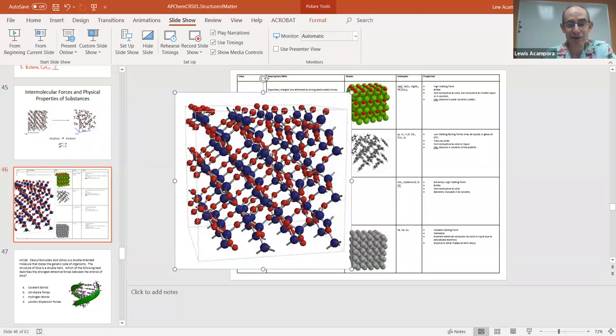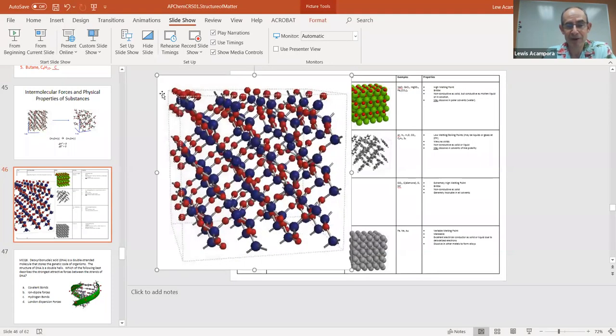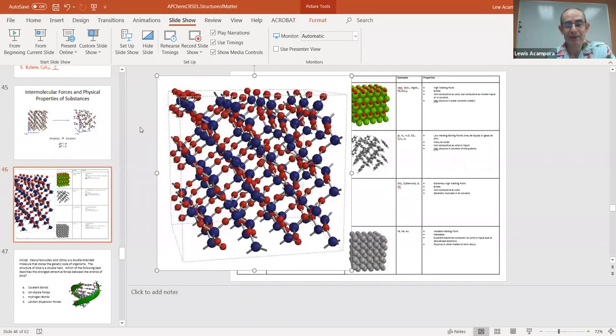Notice that the blue spheres represent silicon atoms and the red spheres represent oxygen atoms. If we were to compare the properties of silicon dioxide with carbon dioxide, silicon is right beneath carbon on the periodic table, you might guess it should be a gas, or maybe a very low melting liquid. And the properties that we actually see for silicon dioxide are completely different. It's very high melting, very brittle, and doesn't conduct.